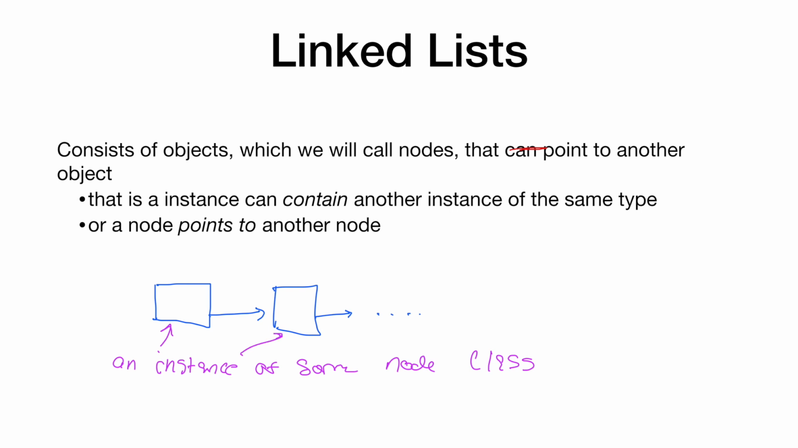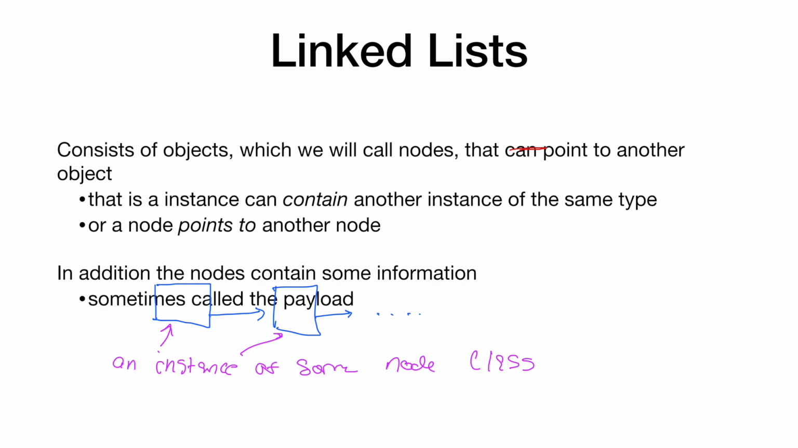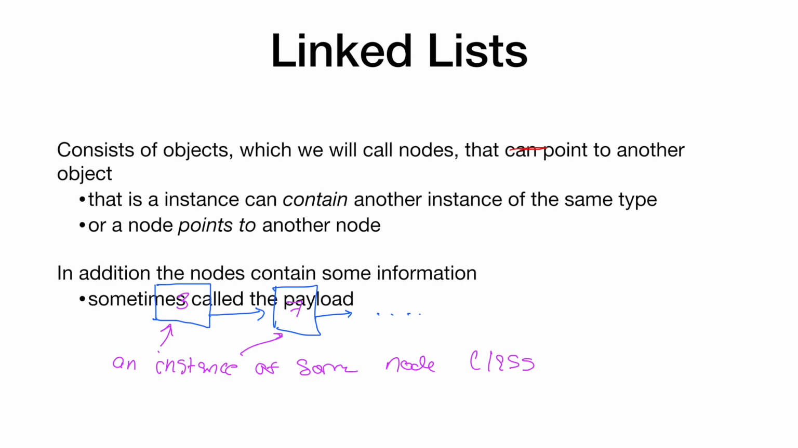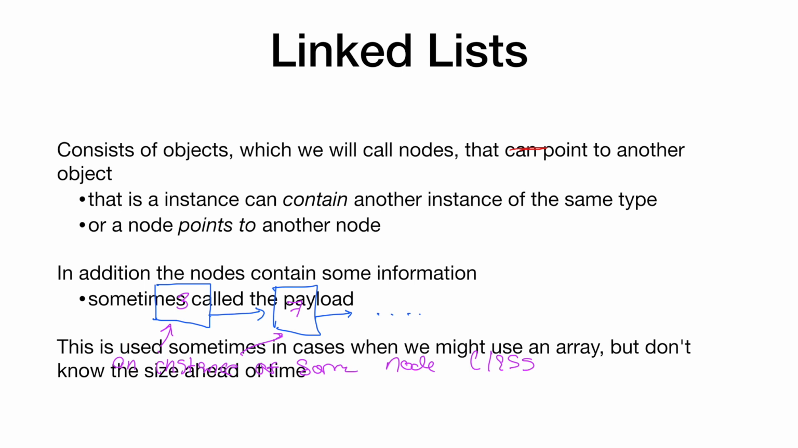Okay. So not only do they contain these pointers, but they contain some information. We usually call that a payload. So if this one contains a 3 and this one contains a 7, those are the information inside the instances of the node. Sorry, these pictures got a little messed up. There's even one more bullet.